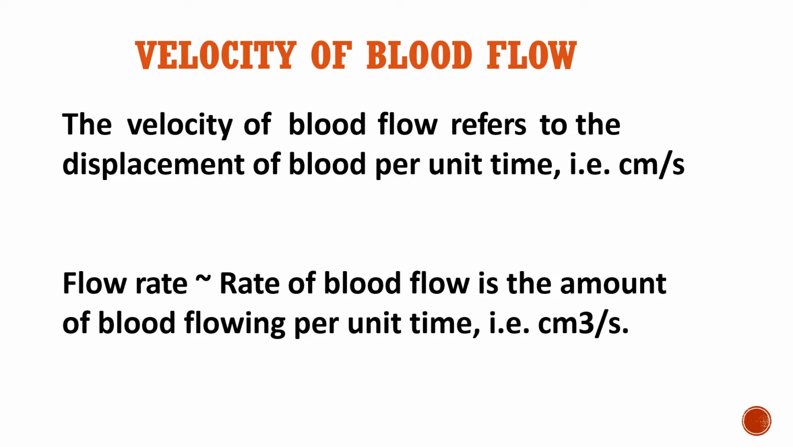So now we will see the velocity of blood flow, which means the displacement of blood per unit time, that is measured in centimeters per second. Whereas the flow rate, or rate of blood flow, is the amount of blood flowing per unit time, that is measured in centimeter cube per second.